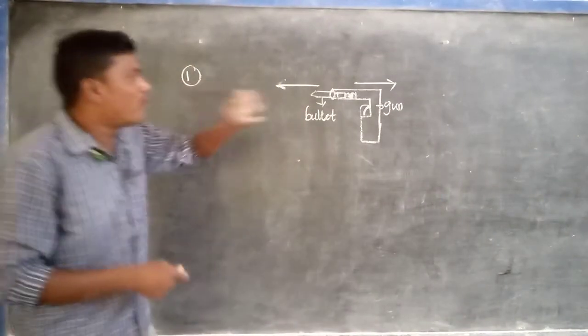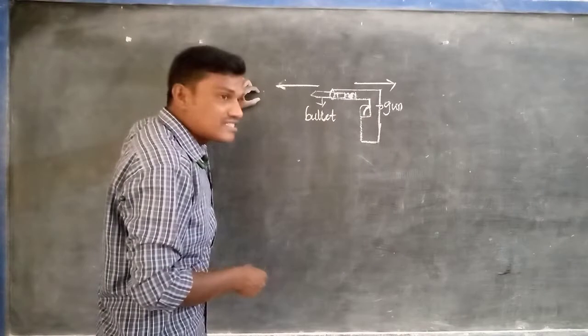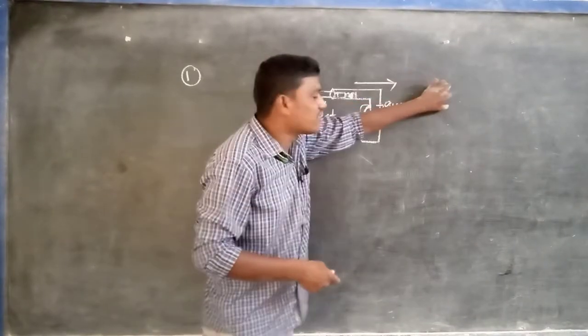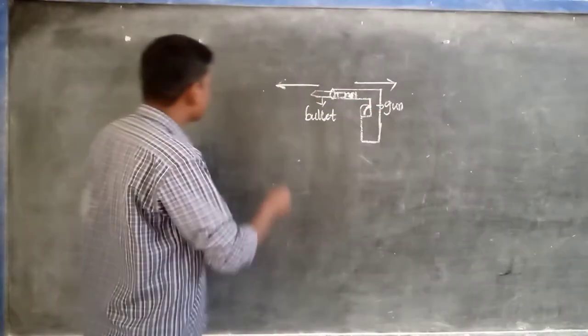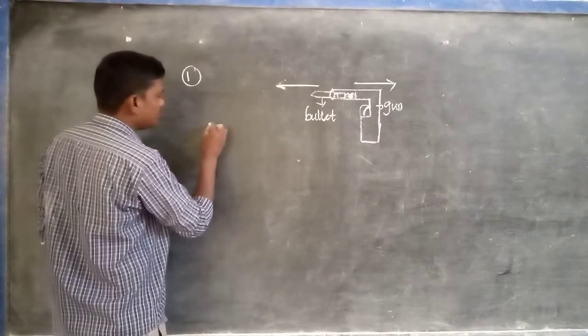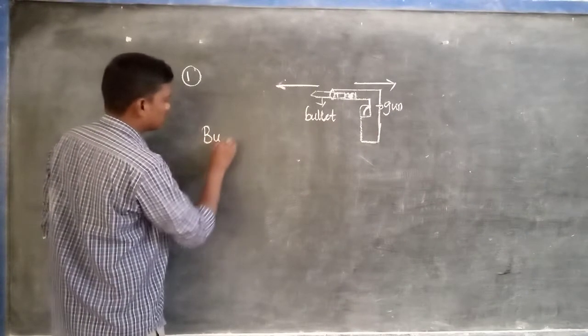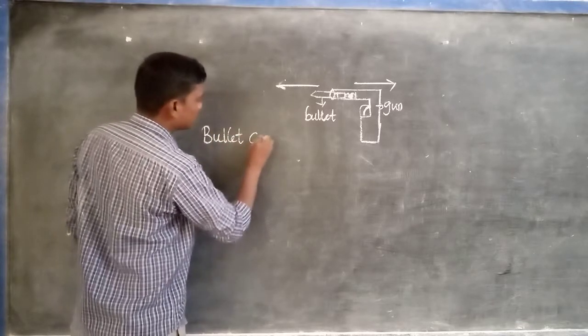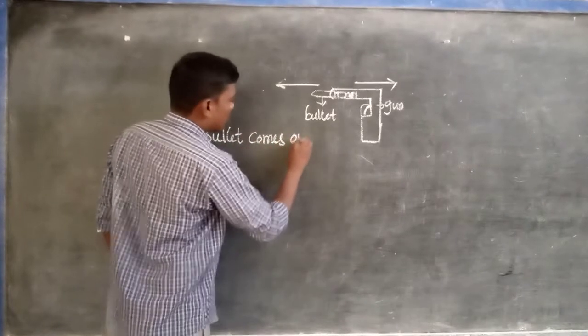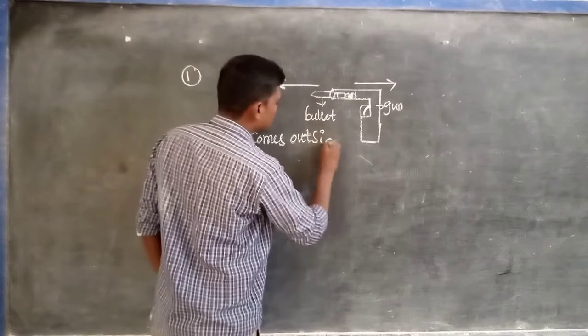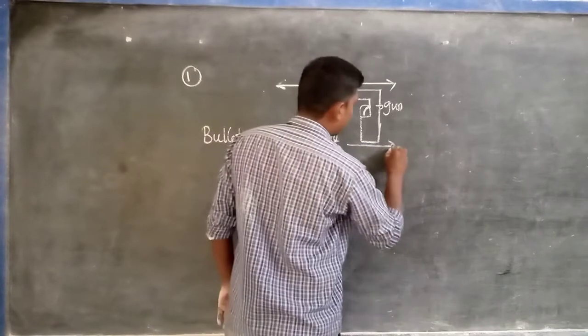Listen very carefully. The bullet coming outside is the action, and the gun recoiling is the reaction. So here, the bullet coming outside is an action.